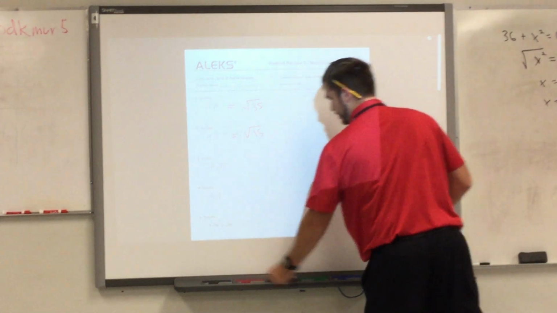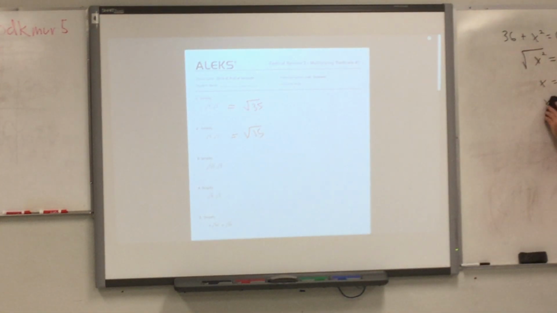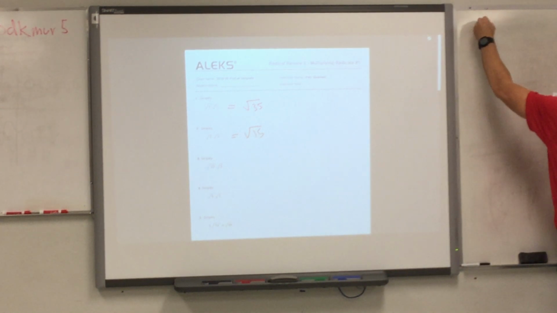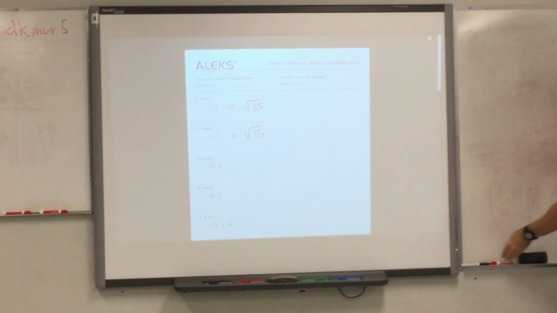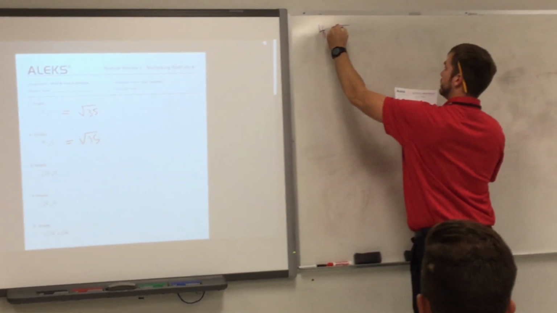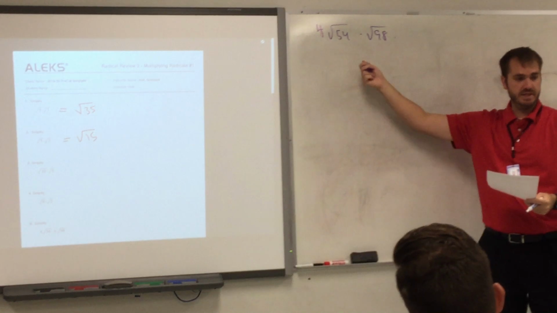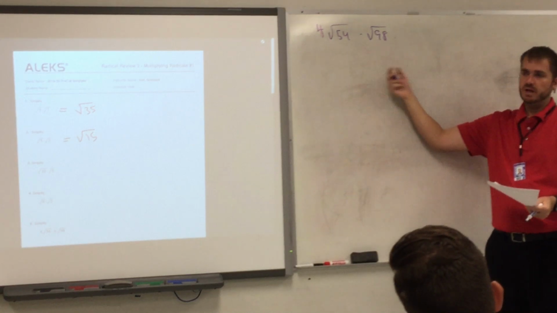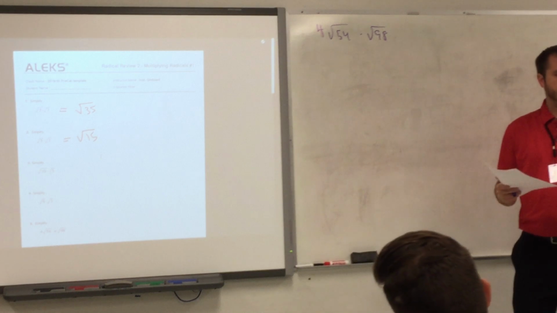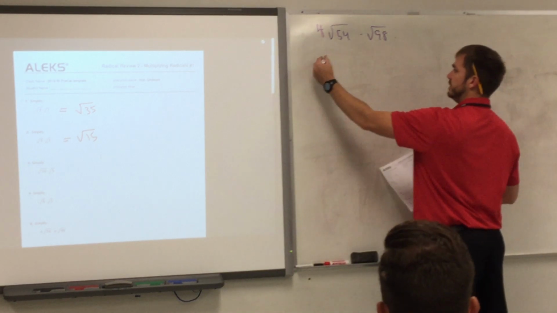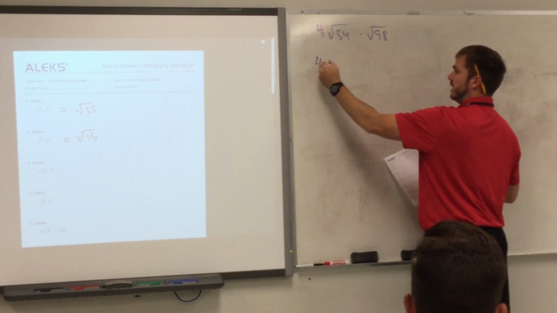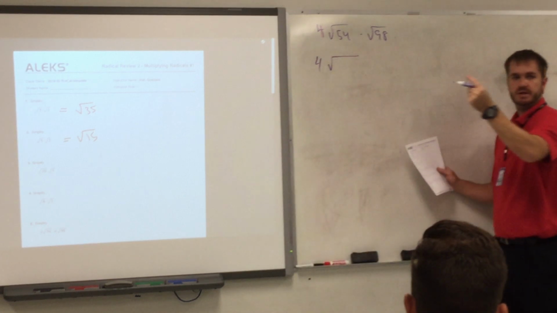Now several of y'all were asking about number 5. I'm going to rewrite it up here on the board. That was 4. Square root of 54 times square root of 98. Now, if you wanted to, you could mash those together and then try the biggest perfect square. Personally, I'd rather deal with the small numbers, and I would try to break this one up as best I could. So what do y'all like breaking 54 up into, perfect square wise?